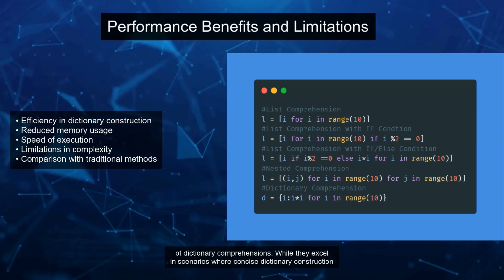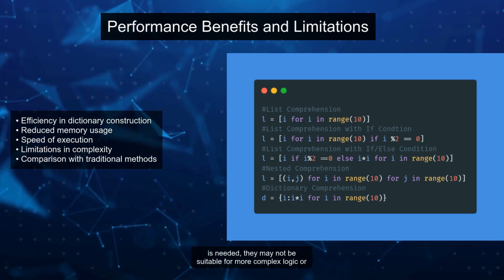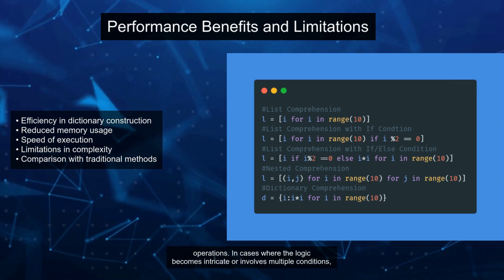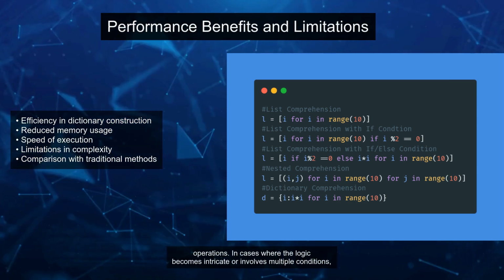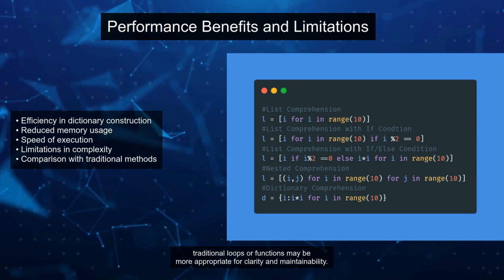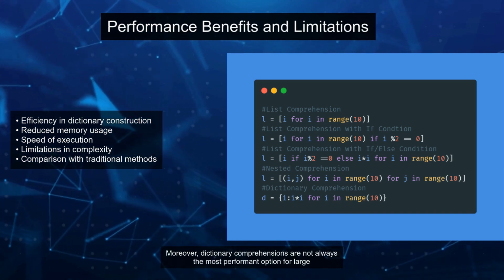However, it's important to recognize the limitations of dictionary comprehensions. While they excel in scenarios where concise dictionary construction is needed, they may not be suitable for more complex logic or operations. In cases where the logic becomes intricate or involves multiple conditions, traditional loops or functions may be more appropriate for clarity and maintainability.